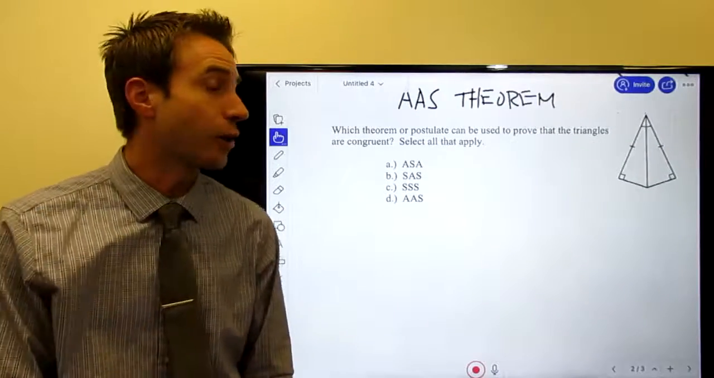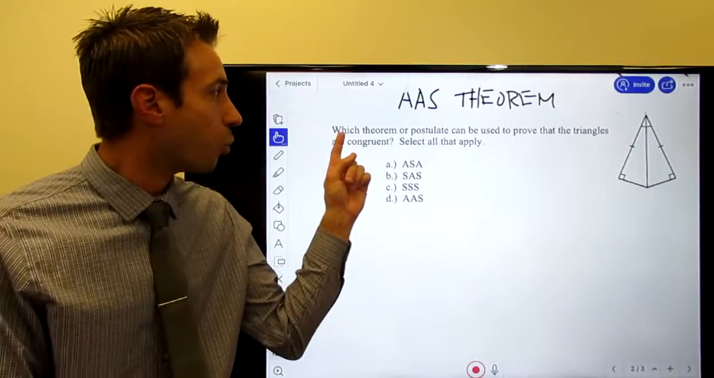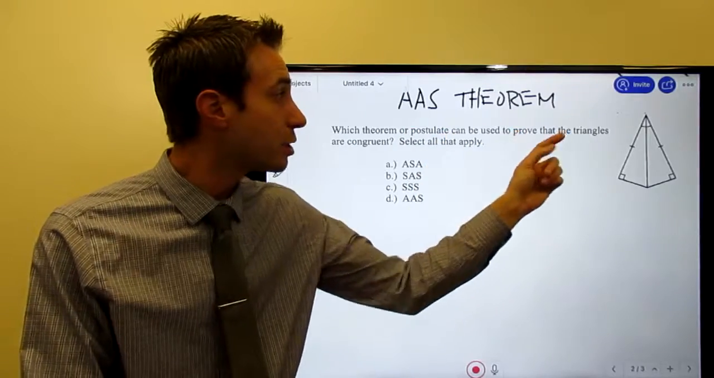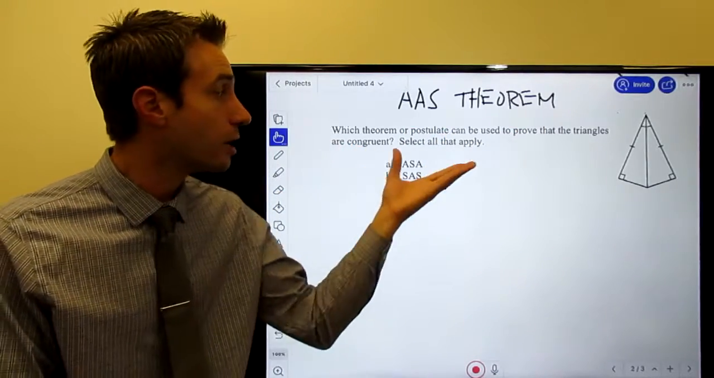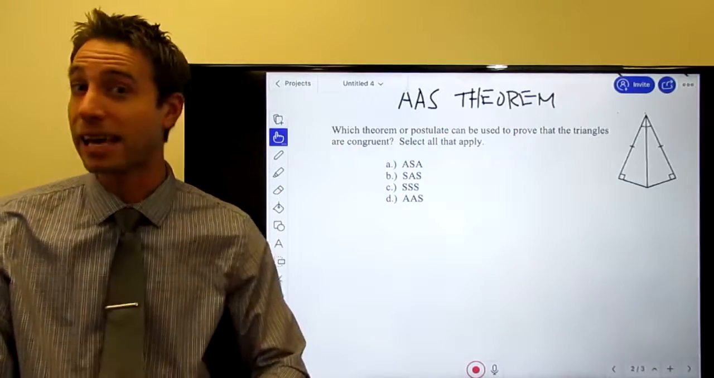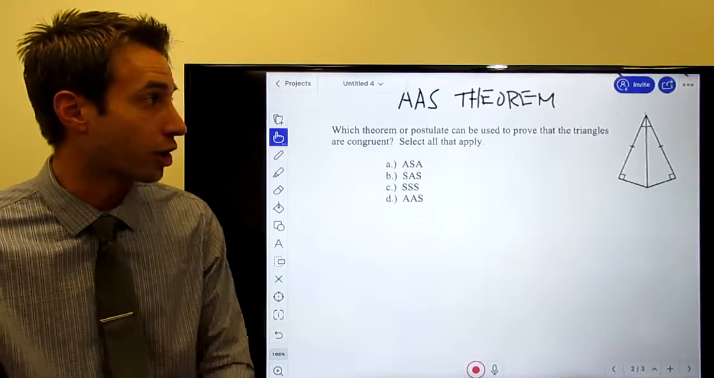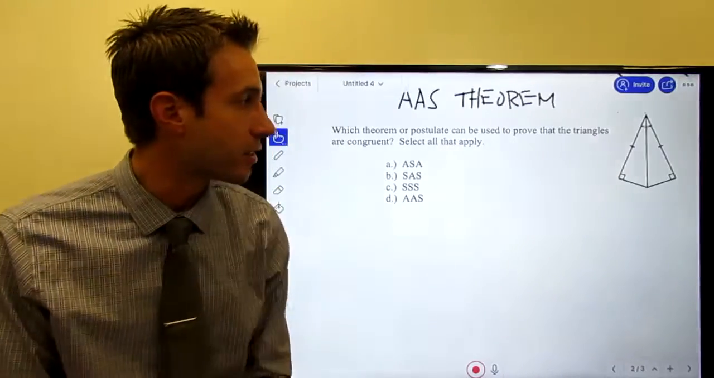I've given you a diagram, and this time what I've asked you to do is which theorem or postulate can be used to prove the triangles are congruent. Select all of the ones that apply, all the ones that will work. So we're going to go ahead and take a look at our diagram here and see what we've got.